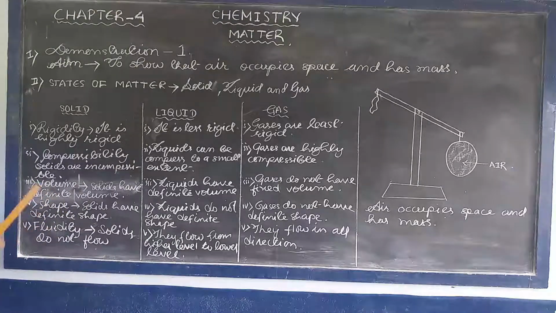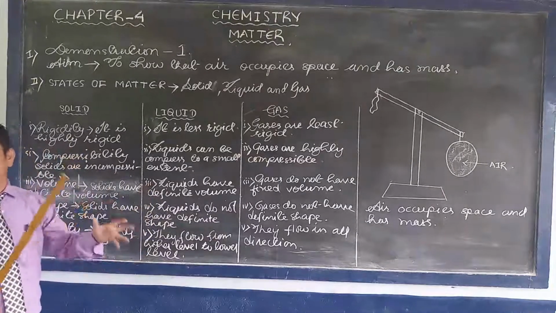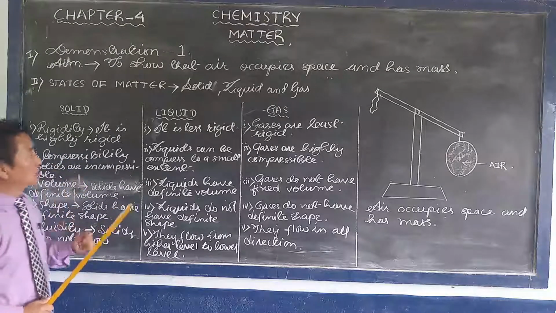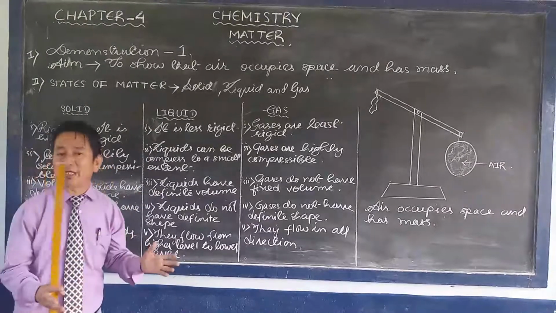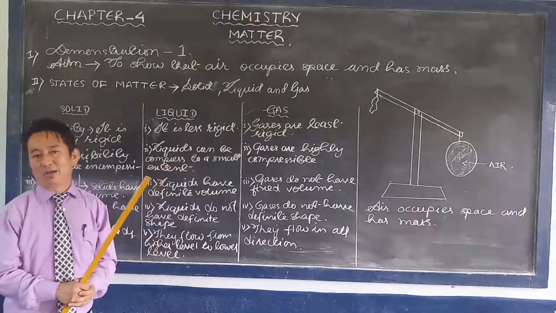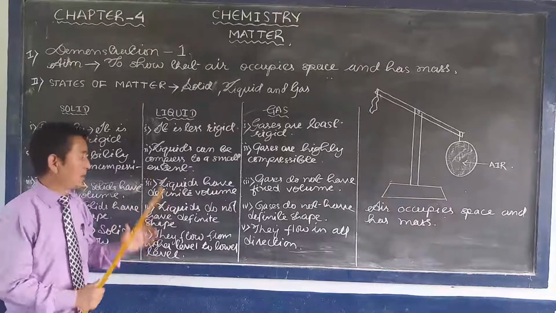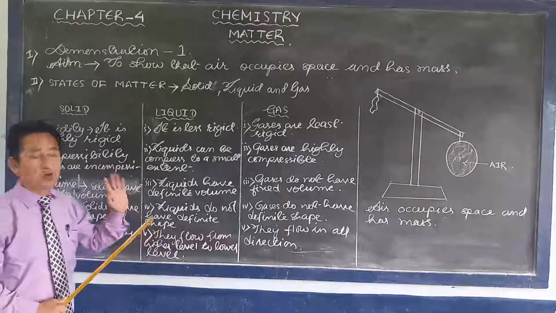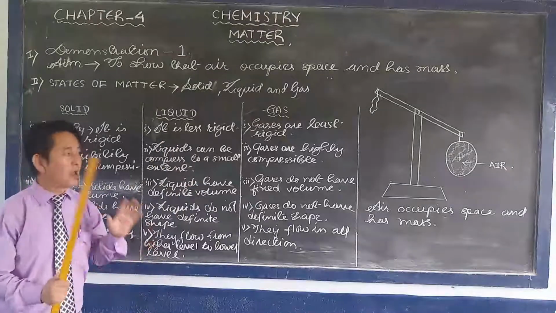Now next, volume. Solids have definite volume, because in the solid state, particles or molecules are closely packed. That is why they have definite shape and volume. Liquids have definite volume, but do not have definite shape, because molecules are less compact as compared to solids. That is why liquids have definite volume but no definite shape. They take the shape of the container in which they are stored.